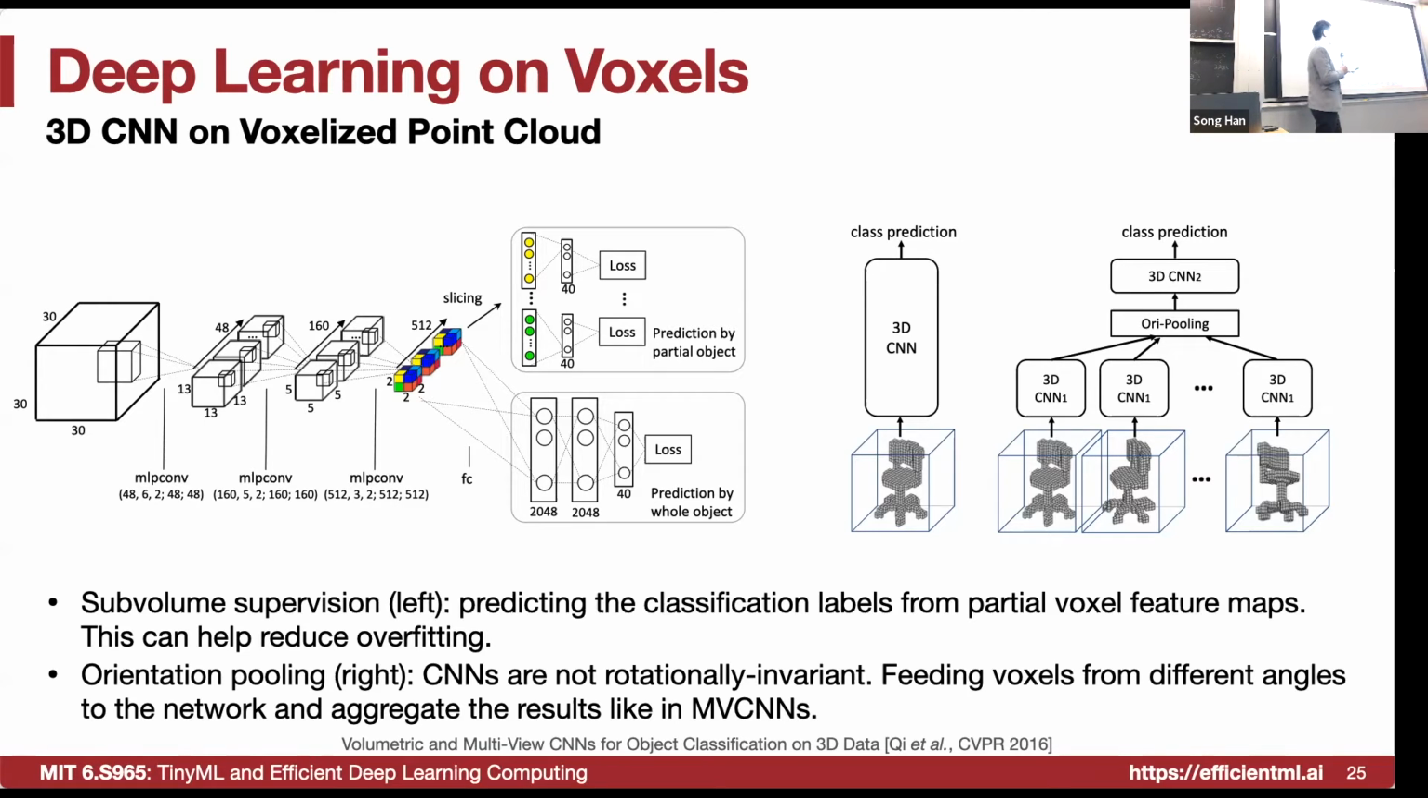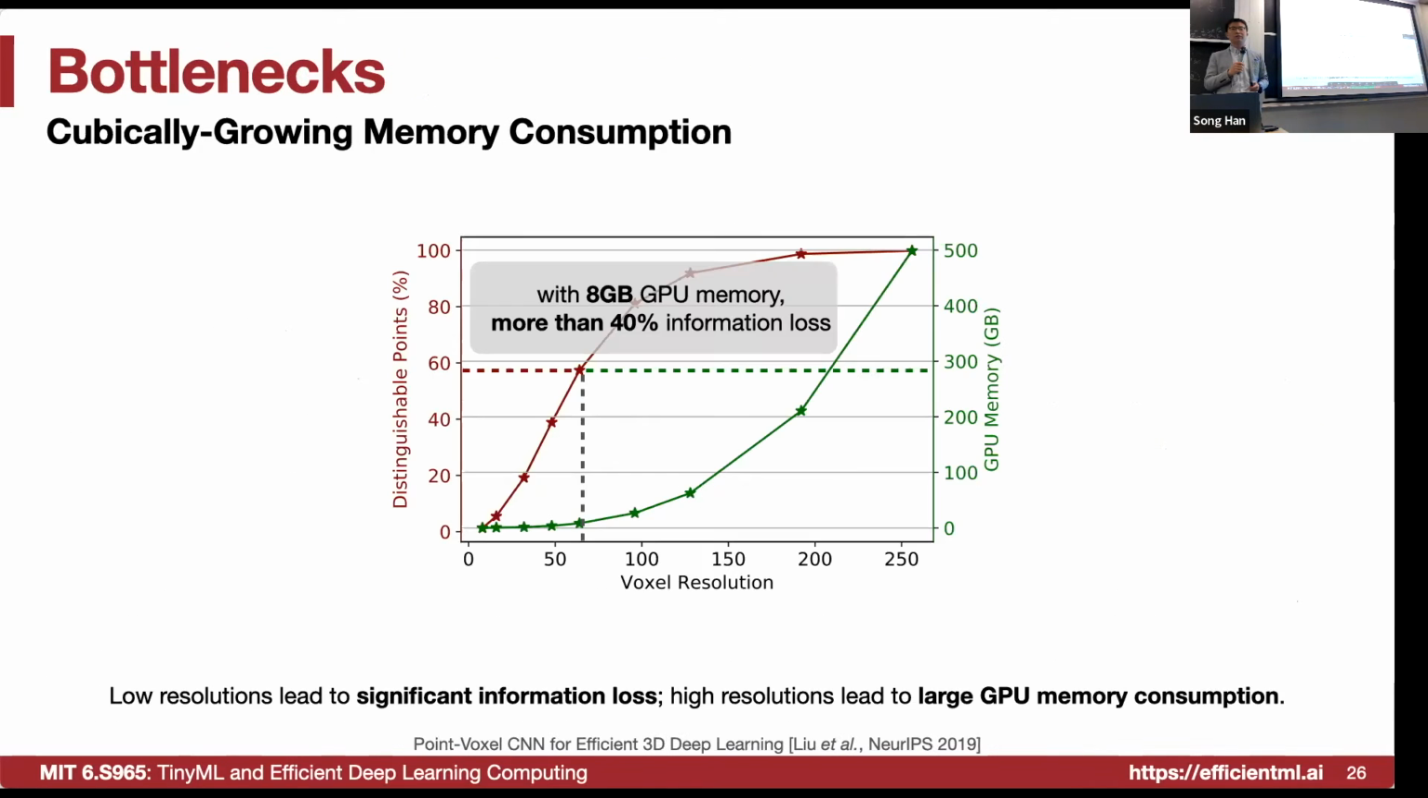We can also do this orientation pooling on the right hand side. For example, this is a chair, right? We can rotate the chair in different angles, and we're going to pass each as a separate input into the same 3D network. They are going to give independent predictions. Finally, we are going to average them together by pooling to give the final classification result. This is a method to add stronger regularization and prevent overfitting.